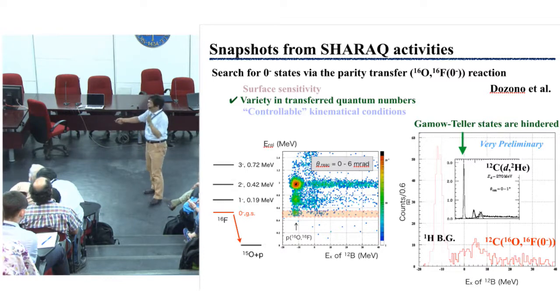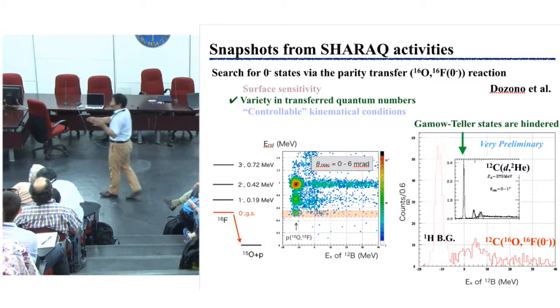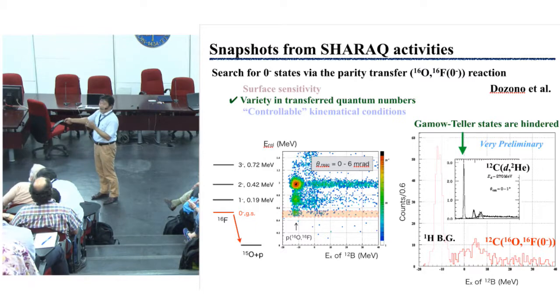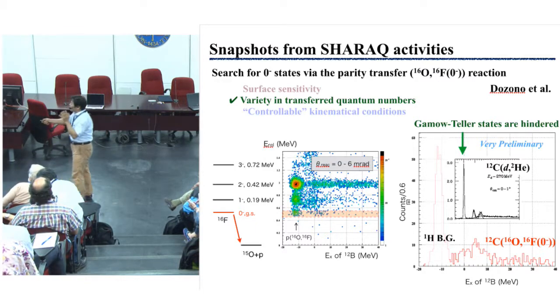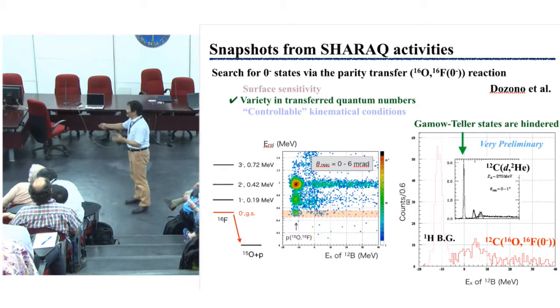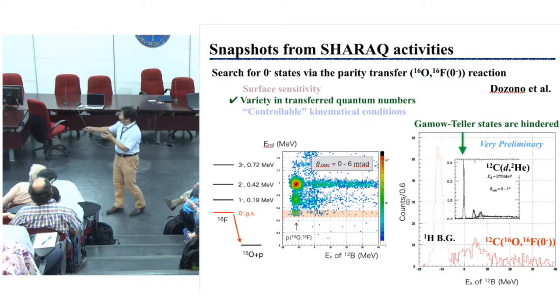But if we use this parity transfer reaction, maybe we can pin down the zero-minus state relatively easily. Oxygen-16 has a spin parity of 0+, and fluorine-16 has a 0-. It is a parity transfer reaction. This is possible only with this combination.